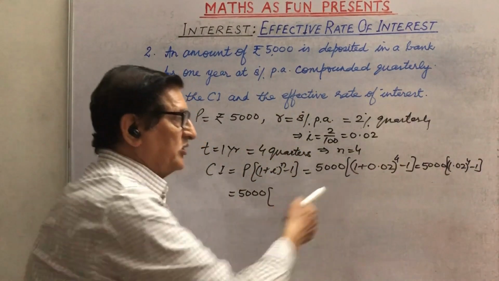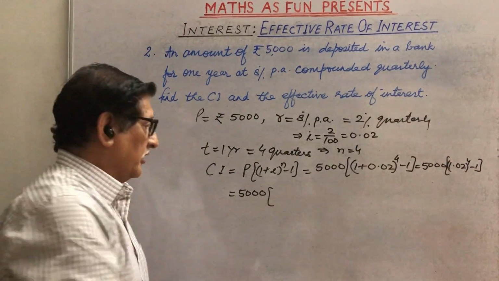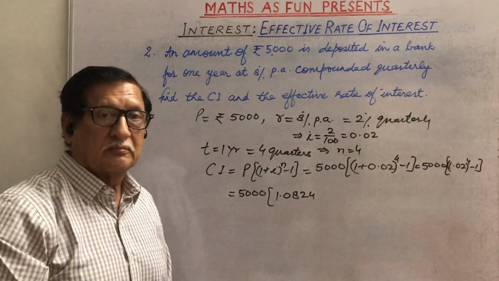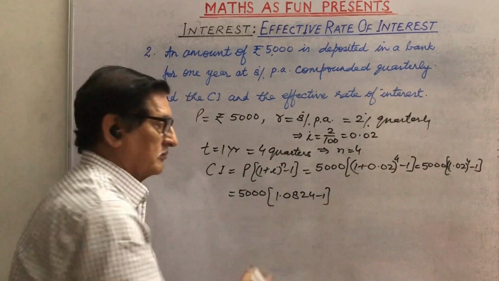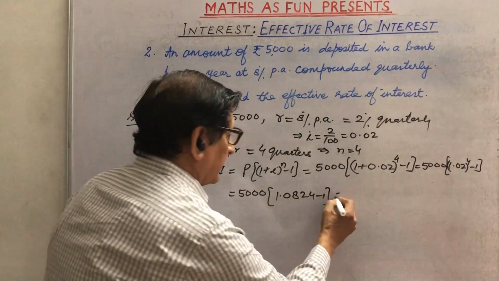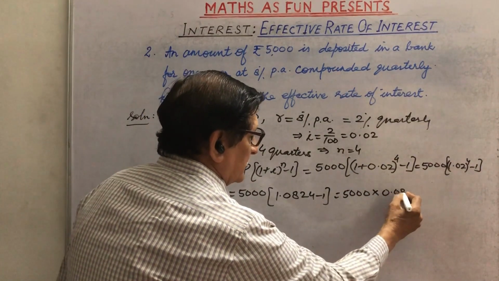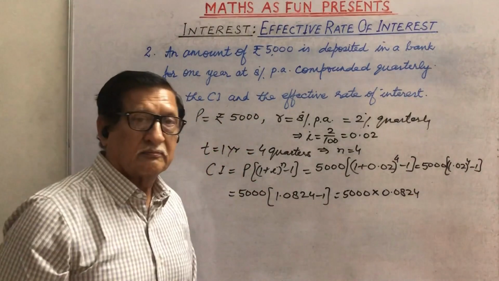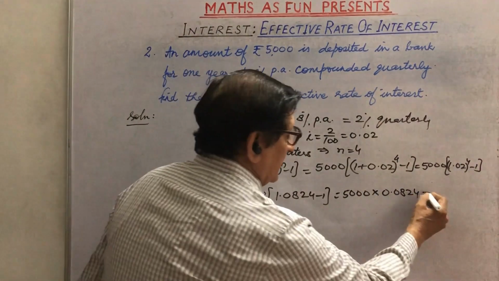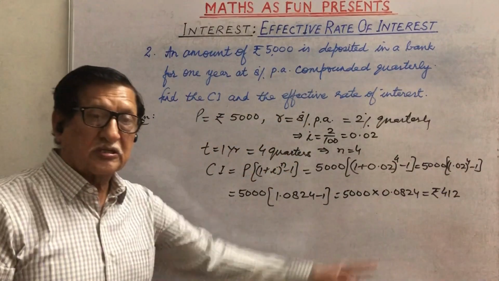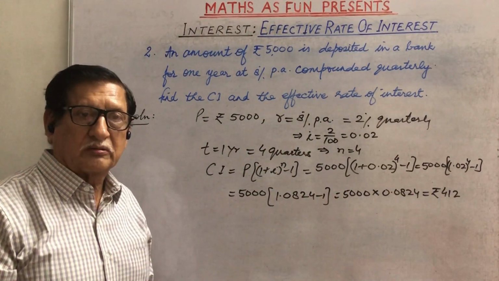Power 4 of 1.02 is 1.0824, minus 1. So we are getting here 5,000 into 0.0824, which comes as rupees 412. This is the compound interest we have calculated.